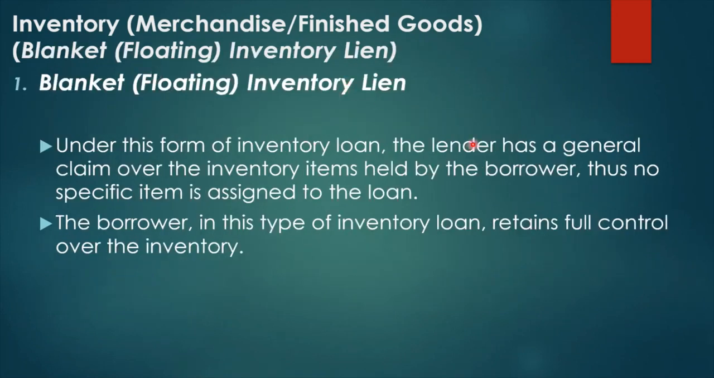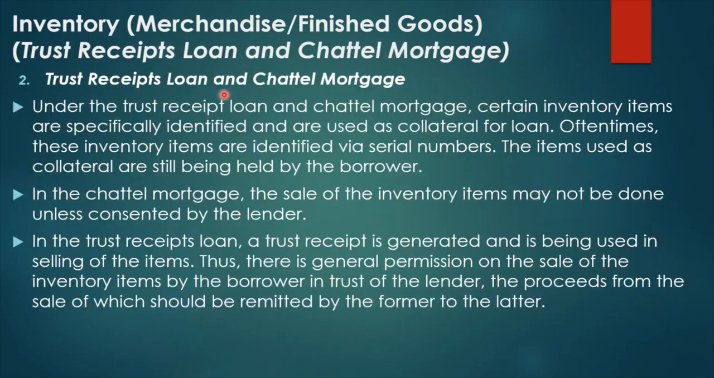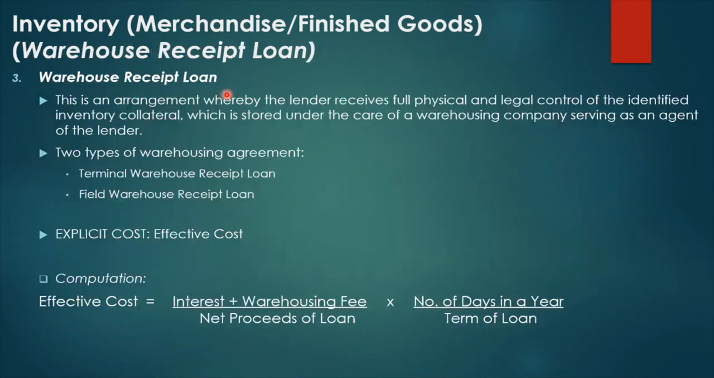So, si blanket, general claim lang. Pagdating kay trust receipts and chattel mortgage, may specific claim na, specifically identified na yung mga inventory items na gagawing collateral. And lastly, si warehouse receipt loan. This is an arrangement whereby the lender receives full physical and legal control of the identified inventory collateral, which is stored under the care of a warehousing company serving as an agent of the lender.